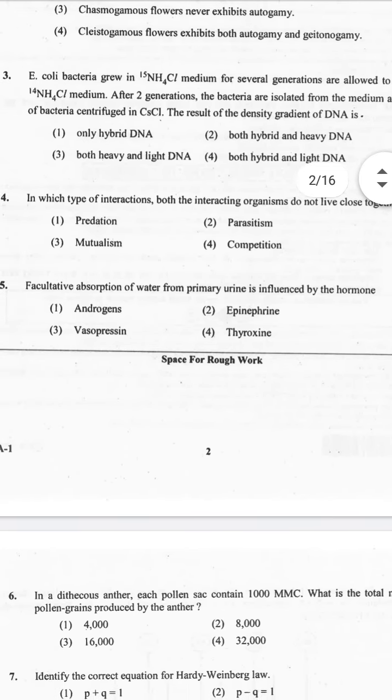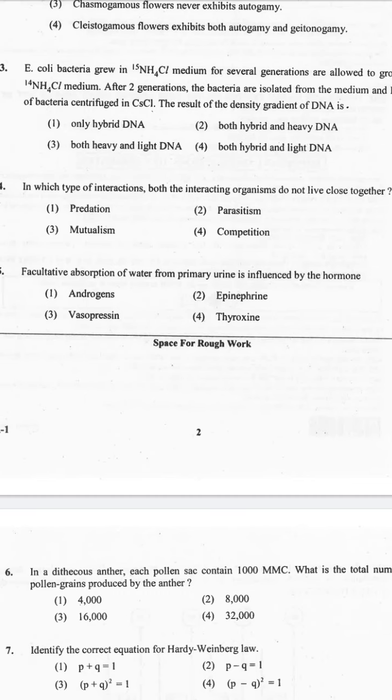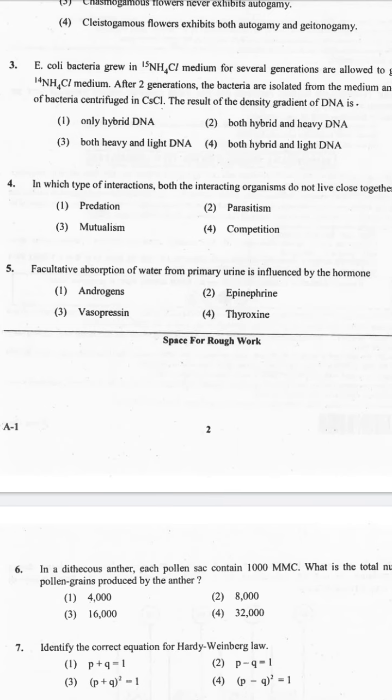Now let's go to the next question, question number 4. In which type of interaction do both the interacting organisms not live close together? Option 1, predation; option 2, parasitism; option 3, mutualism; option 4, competition. So the correct answer for this fourth question is option 1. Now let's discuss the solution.